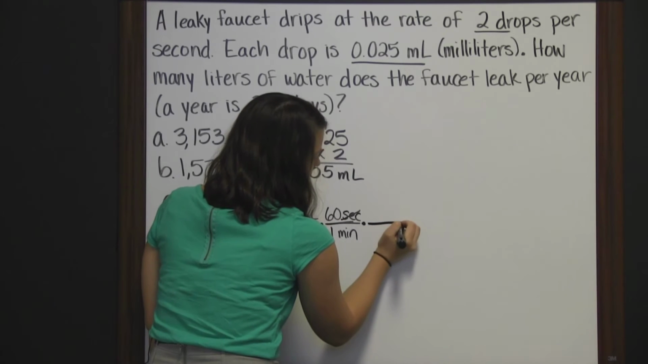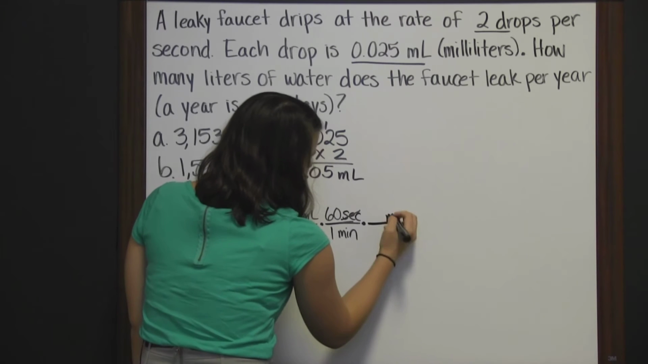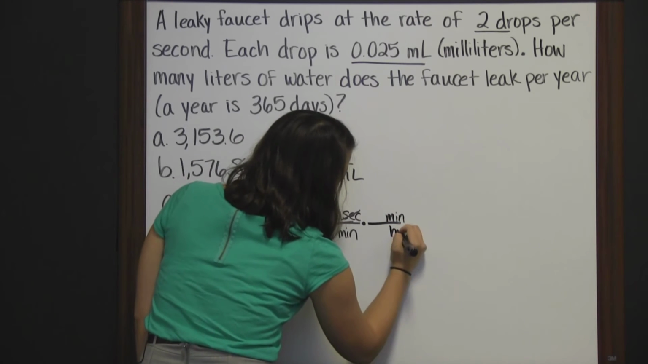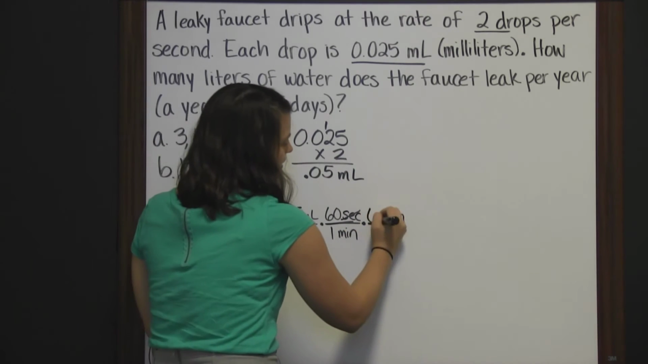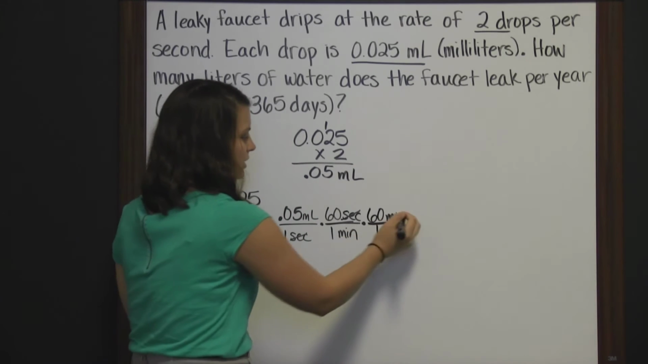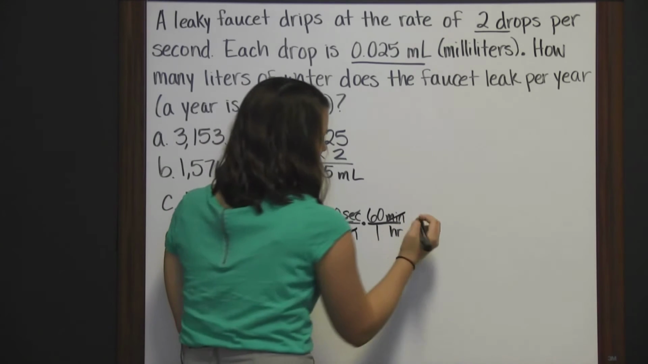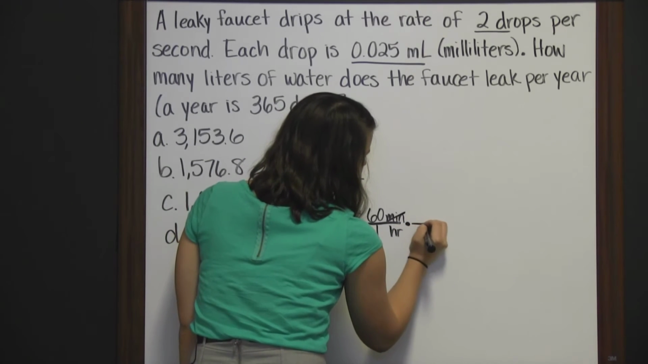So now I need to do the same thing with minutes. So minutes in my numerator. And I'm going to convert minutes into hours. And I know that 60 minutes makes 1 hour. So now see, my minutes again are in those diagonal positions, so I can cross cancel them. I need to continue on converting.